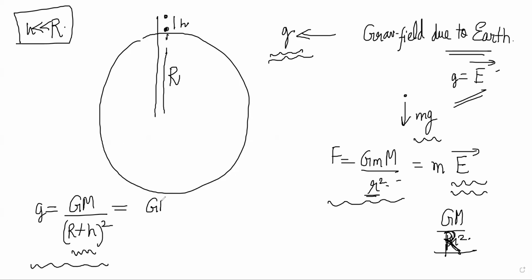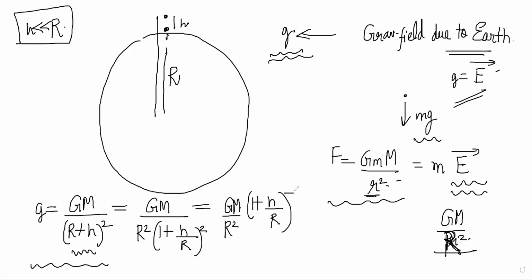We can take R square common, and it is 1 plus h by R whole square. We can write it as GM by R square into (1 plus h by R) power minus 2. This part is your small g, so it is small g into (1 plus h by R) power minus 2. The binomial theorem expansion you might have learned in 11th grade. You can expand this and write it as 1 plus nx plus more terms.